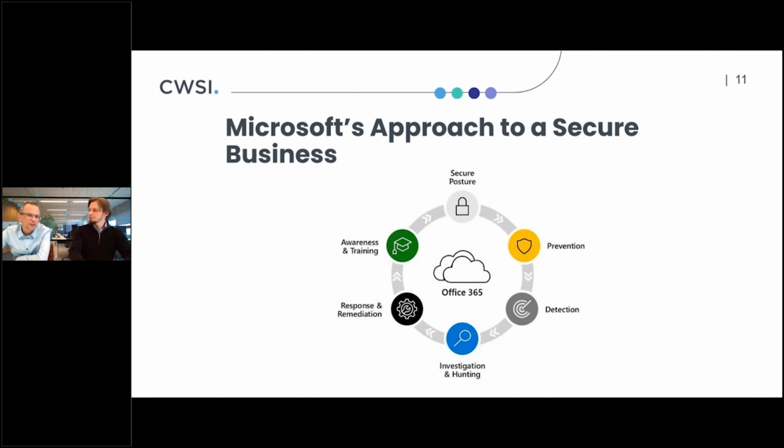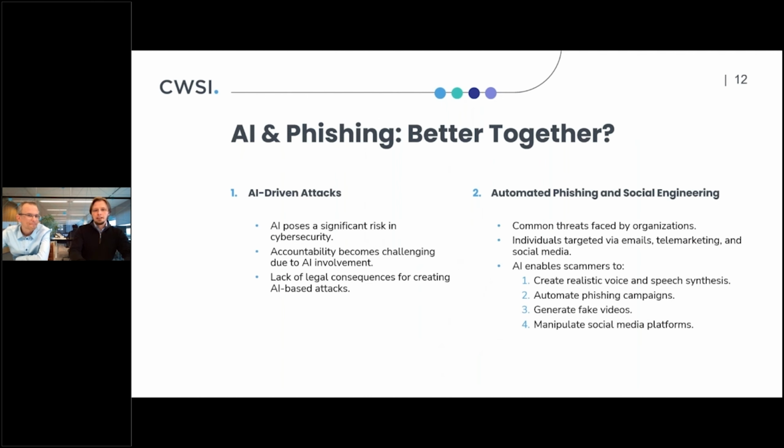Which means not only the technical components are relevant, but training is very relevant as well. And I think that if you look at a very relevant risk nowadays, that's of course AI and phishing, because of the emergence of generative AI. AI-driven attacks are increasing significantly, and there are lots of problems with that.